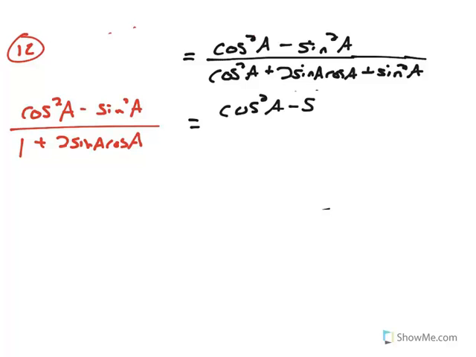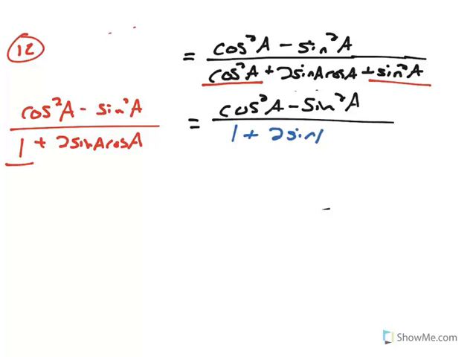The left side and right side of the equation. The only difference between the denominators is the left side has a 1, the right side has cosine squared plus sine squared, which of course is 1. At this point, both sides are the same, so we are finished.